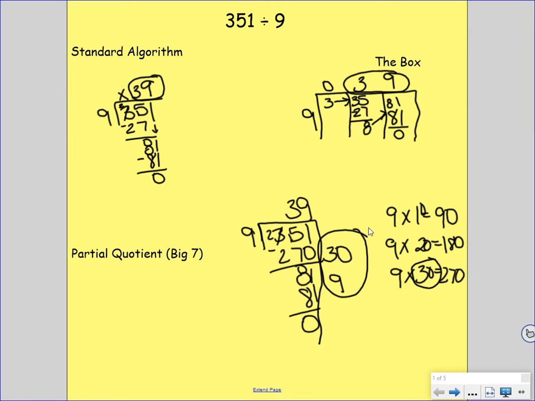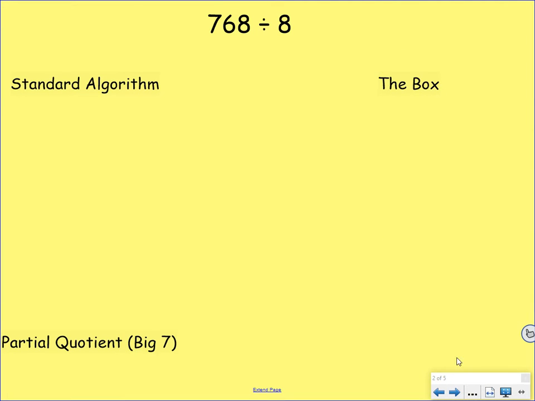Anyway, here's 3 different strategies. We got the exact same number each time, and I want you to find something that works for you because we're not using our calculators on this one. Let's look at another problem.